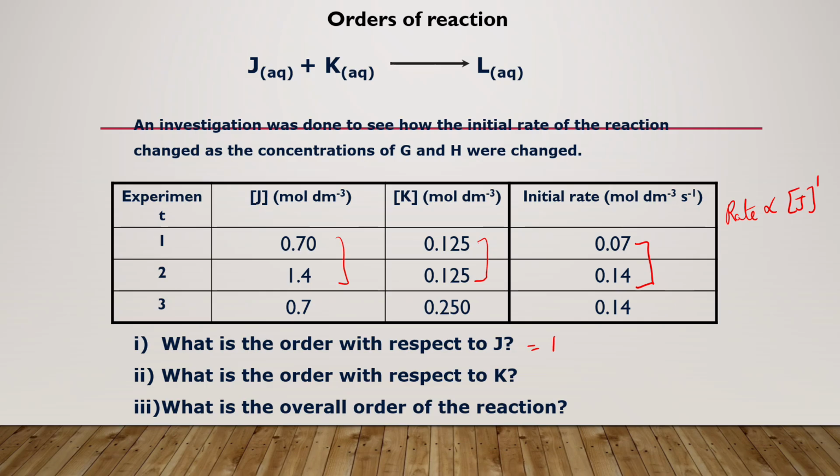Similarly, if we look at experiment 1 and 3, we see that the concentration of J was kept the same, but the concentration of K was doubled and the rate remained the same. So again, rate is independent of the concentration of K. In other words, the order with respect to K is 0. So what will be the overall order of the reaction? If we combine these two, it would look something like rate is proportional to J raised to the power 1 times molar concentration of K raised to the power 0. So the sum of the orders becomes the overall order of the reaction, which is 1.